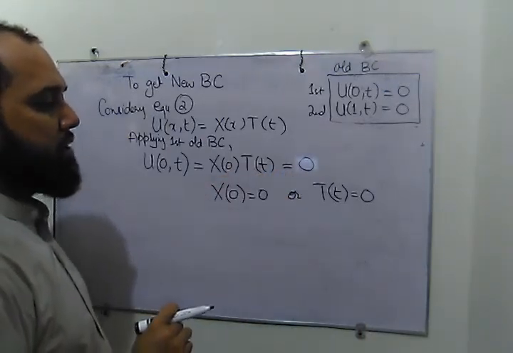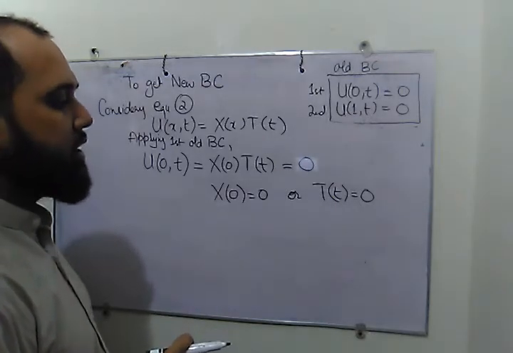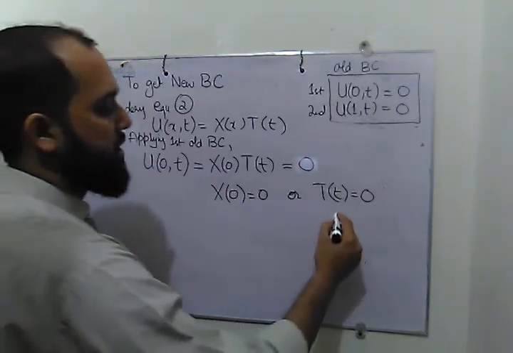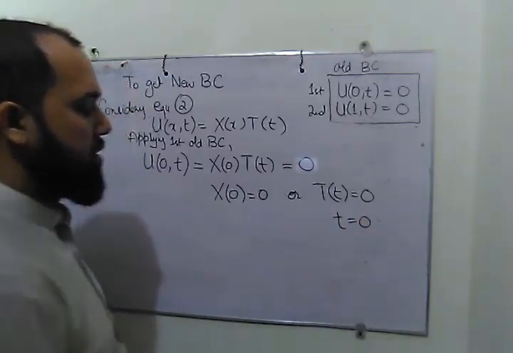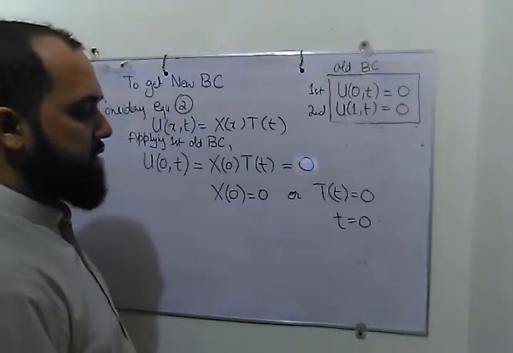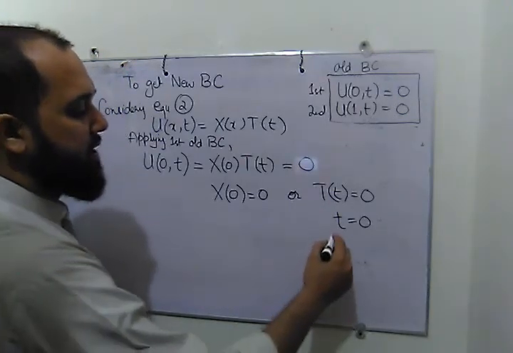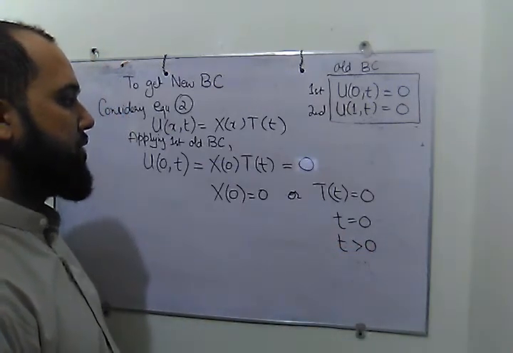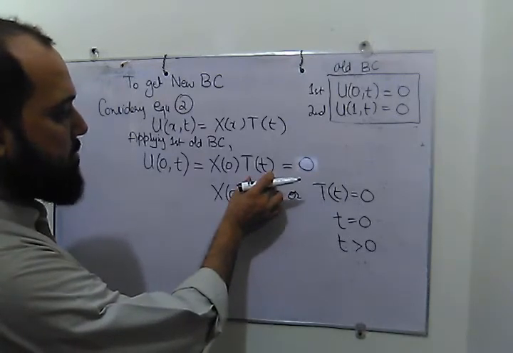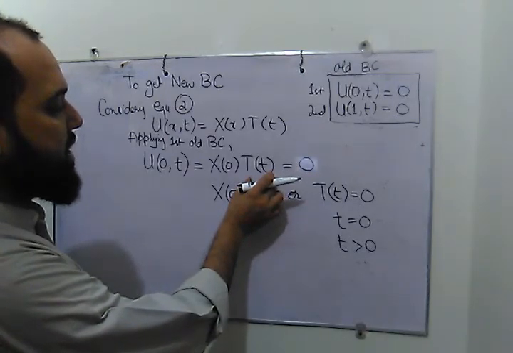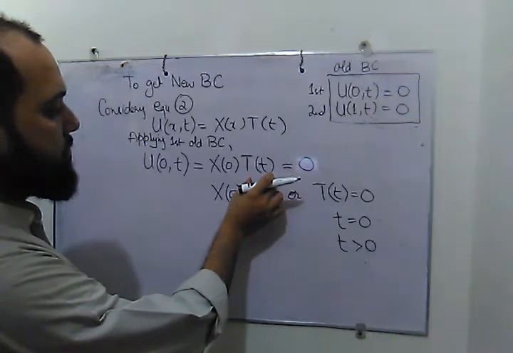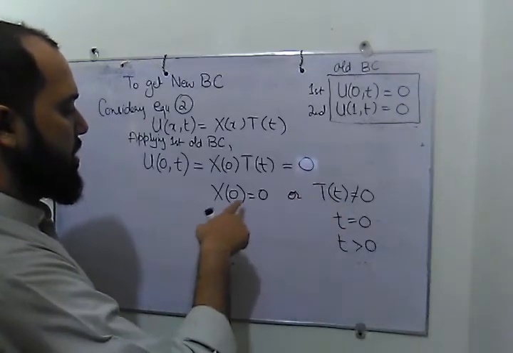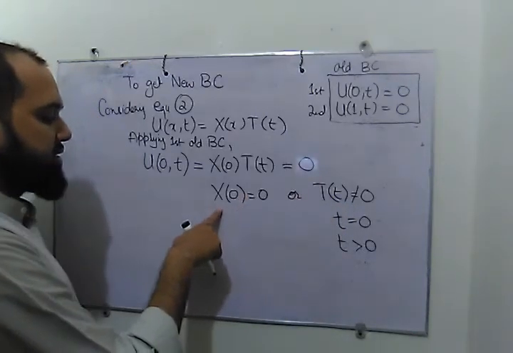What we know about an initial boundary value problem is that the initial condition, or the starting of the experiment, is represented by t is equal to 0. When the experiment started, t is equal to 0, and for the rest of the experiment, t is greater than 0 or t has some positive value. Which means that if we take this term as 0, it will be the start of the experiment and it will give us the trivial solution. That's why we cannot consider this part as equal to 0. And we have remained with X(0) is equal to 0.